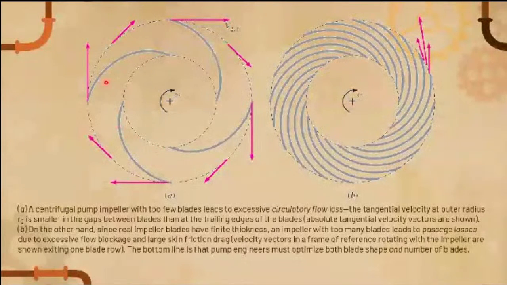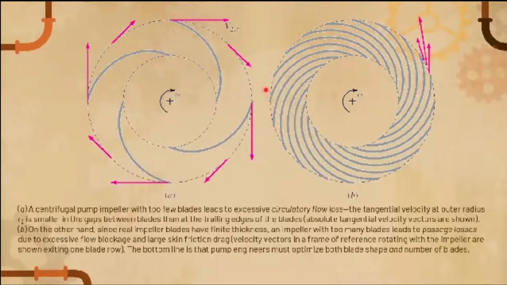If you have only 1, 2, 3, 4 plates, then you will have lots of losses. You will not be able to push or pump the air efficiently because you have too many gaps in between. However, it's not good to have too many plates either. When you look at this design, you have too many plates, then the space or the gap in between is too small.